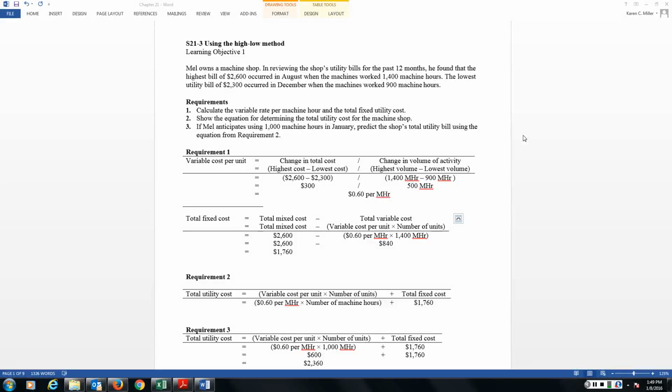Let's take a look at another example of how we can use the basic mathematical high-low method to break a set of mixed costs down into its fixed and variable components. We have an example utilizing a machine shop, and the example shows us that the highest bill they incurred happened to be $2,600. It occurred in August.